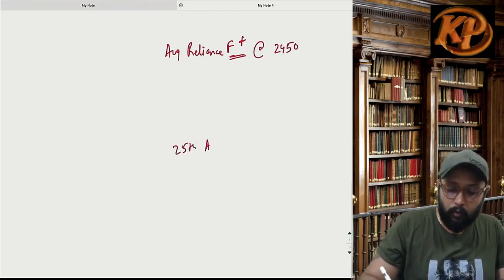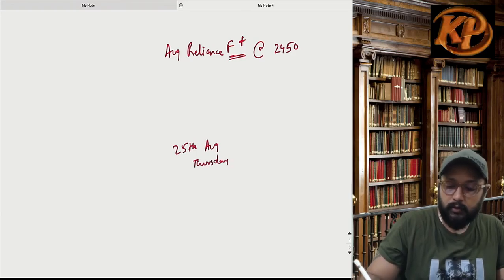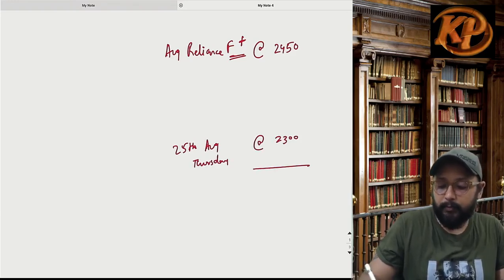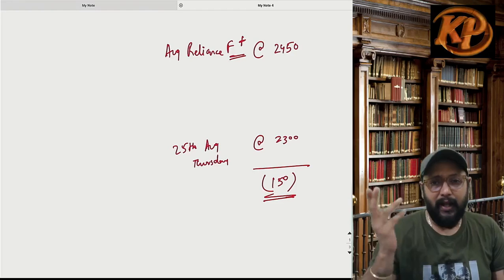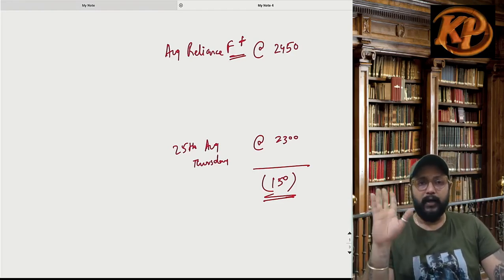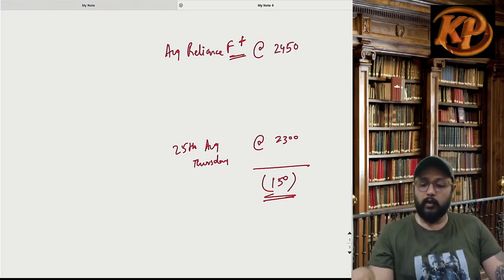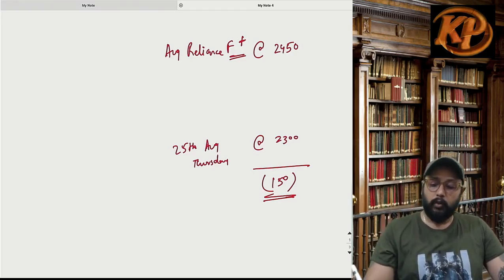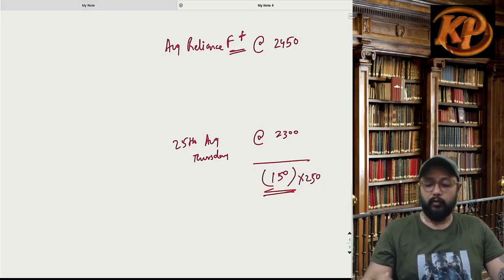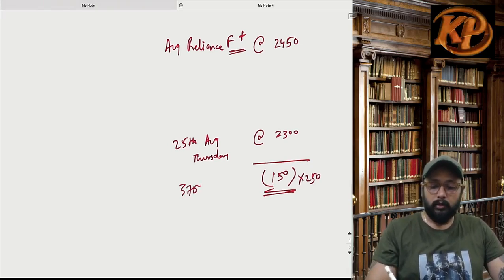On 25th August, I am still holding on to it. But 25th August is the Thursday, and at this point of time, assuming that I have paid all my M2M margins, I have no shortage of funds, broker is debiting from my account, no problems. How much is my loss? 150. But is the total loss 150? No. The lot size is 250. Whatever happens is always going to be multiplied with 250. What is the total loss? 37,500.